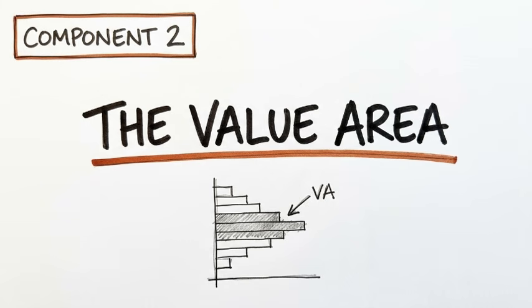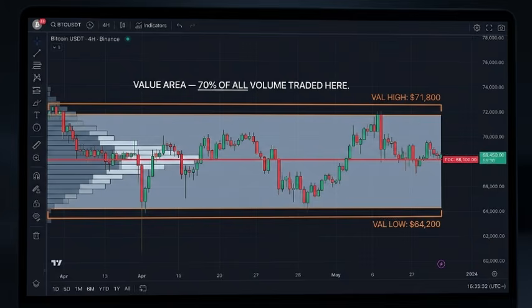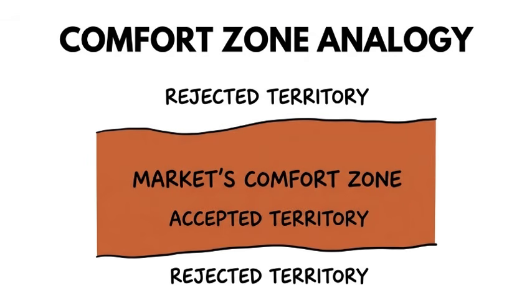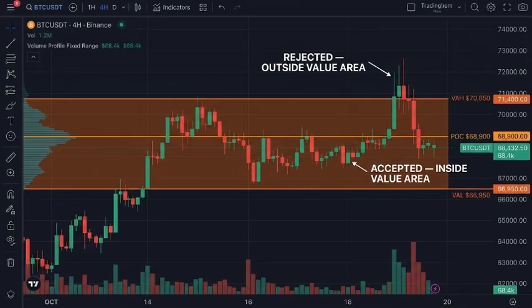Component 2. The value area. The value area is the price range where approximately 70% of all volume traded. It has 2 boundaries, the value area high, which is the upper boundary, and the value area low, which is the lower boundary. Think of the value area as the market's comfort zone. This is the range where most participants agreed on price and most transactions occurred. Price inside the value area is in accepted territory. Price outside the value area is in rejected territory. And this distinction matters enormously for trading.